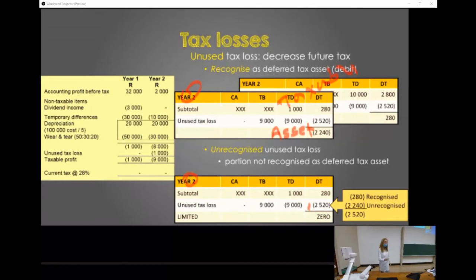So what happens here is of that 2520, we have 280 that is recognized. So that 280 cancels out the 280 taxable temporary differences. Good. But the remaining 2240 is unrecognized. Can you see that? Unrecognized. Okay. So now also important, even though it's unrecognized, it doesn't mean we don't have it anymore. Remember, SARS does not worry about our deferred tax calcs at all. So we still have that benefit. We just don't know if we're going to be able to use it.